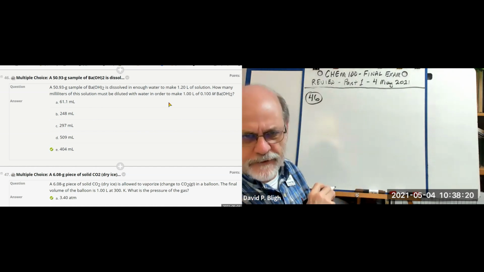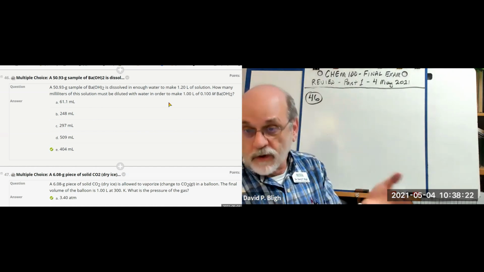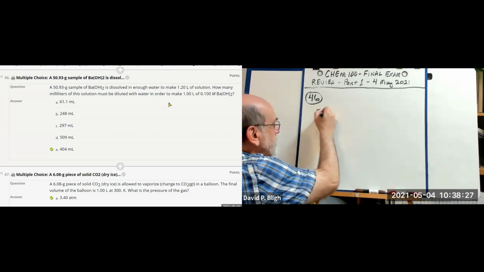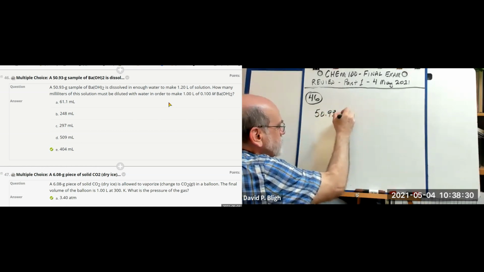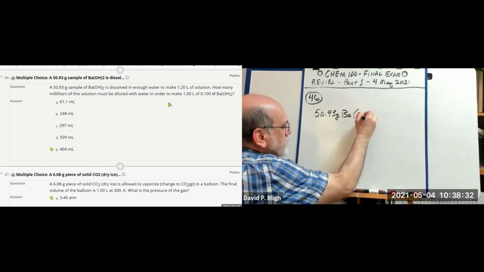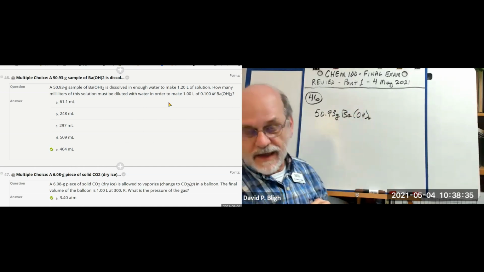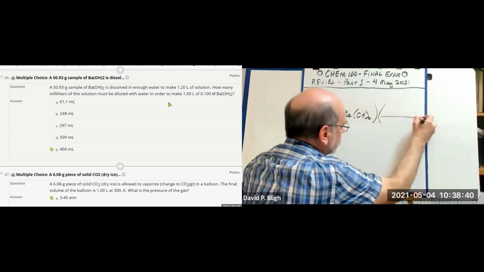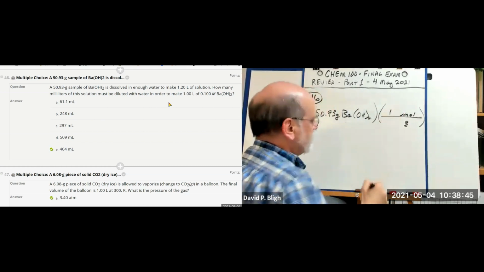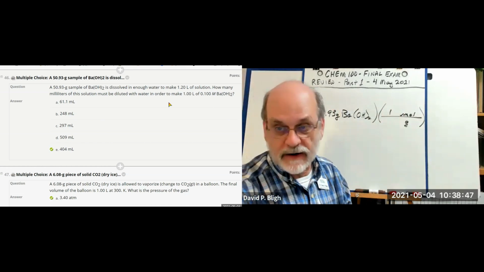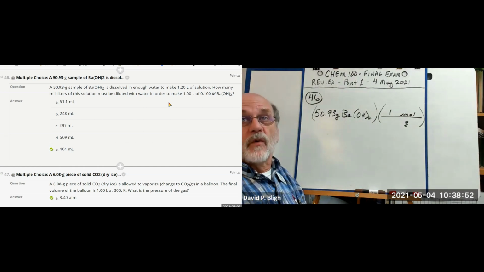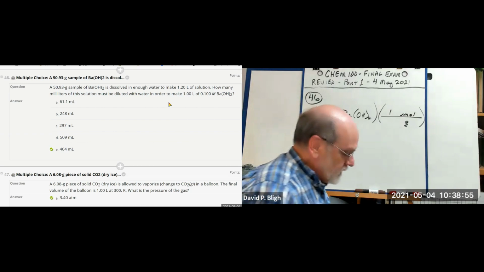All right, we're starting off with 50.93 grams. What do we need for molarity? We've got to have moles, right? So 50.93 grams of barium hydroxide is how many moles? We need the molar mass of barium hydroxide. Okay, so what's barium? Well, let me see. I'm going to look at my chart up on the wall. Oh, I can't see that far. I've got to get this one.